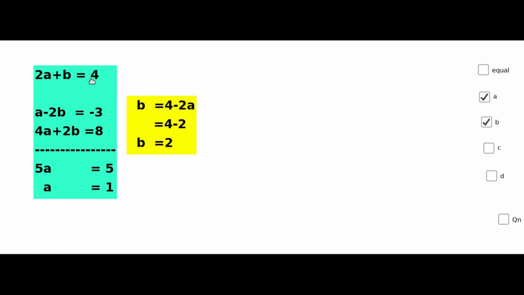Since 2A plus B equal to 4, B equal to 4 minus 2A. We know that A equal to 1, therefore B equal to 4 minus 2. That is equal to 2.